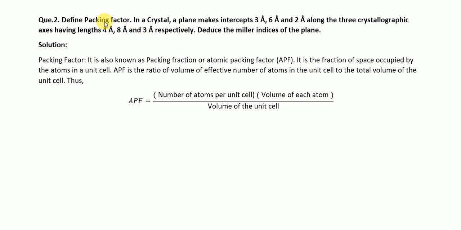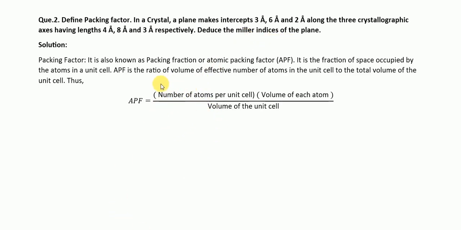So today we have this question. Define the packing factor, and for a crystal with intercepts 3 Angstrom, 6 Angstrom and 2 Angstrom along the 3 crystallographic axes having length 4 Angstrom, 8 Angstrom and 3 Angstrom respectively, find the Miller indices of this plane. So let's start.